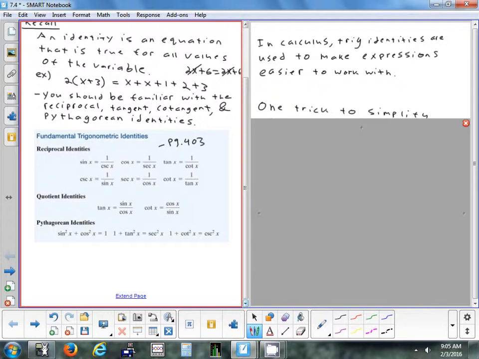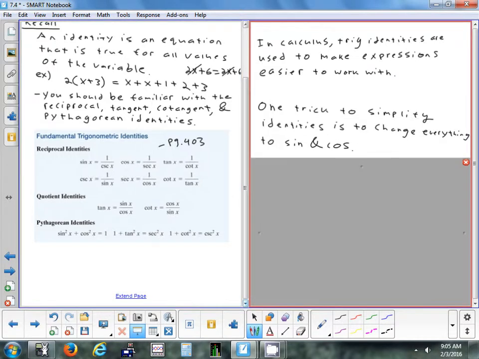All right, so there's a few different tricks to simplify identities. There's really three basic tricks that we need to know. One of the tricks is if you have a problem where there's things in it that don't have sine and cosine, we're going to change everything to sine and cosine. Every single trig function, whether it's tangent, cotangent, secant, cosecant, can all be written just using sines and cosines.